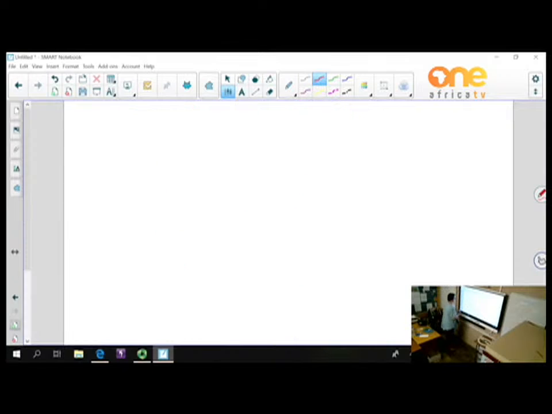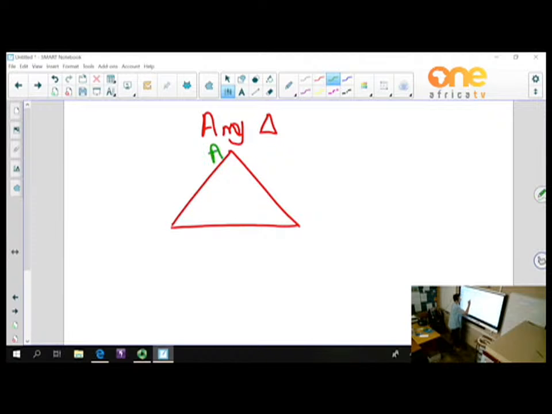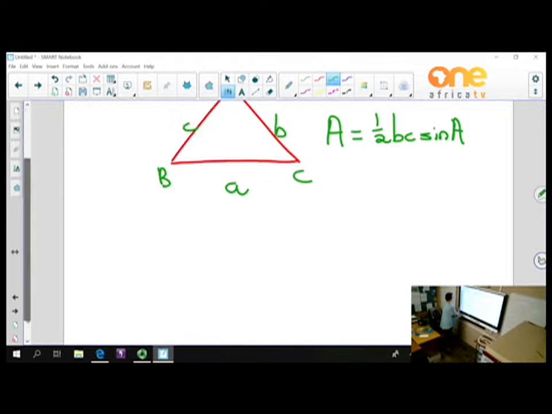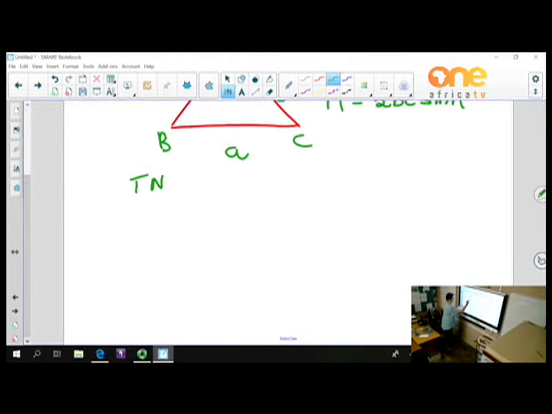Okay, so now we're going to look at any triangle. Let's make sure that we understand the following. If this is triangle ABC, then this is A, this is B, and this is C. The formula that you're working with for the area is half bc sine A. Half bc sine A, that will give us the area. So we're busy now with Try Now 24. That's the first one that we should look at.